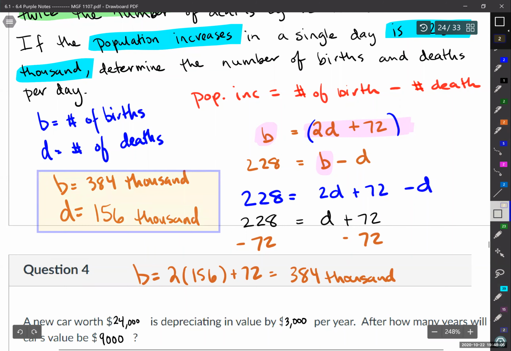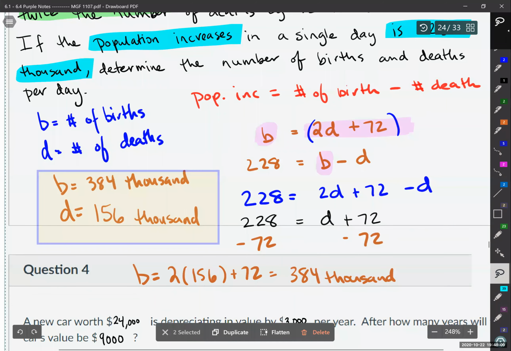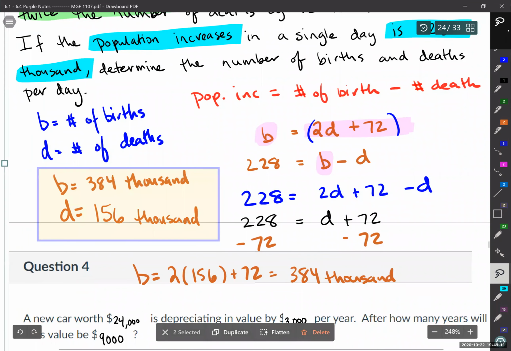Good news, just as before, you can be sure if you got the correct answer. You can plug both of these into the equations. So for instance, 2 times 156 plus 72 does equal 384, the number of births. Let's plug it into the other one. The number of births, 384, minus 156 does indeed give me 228.